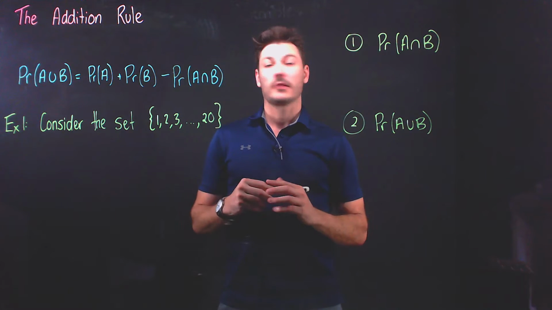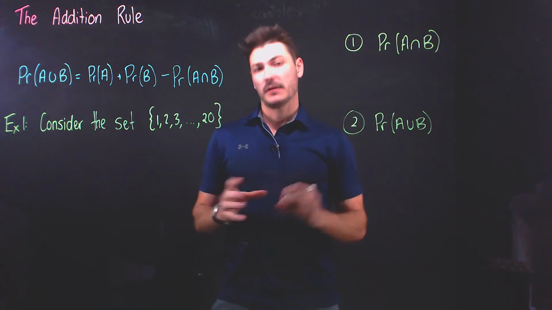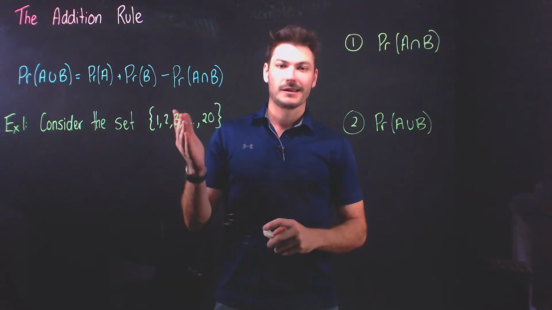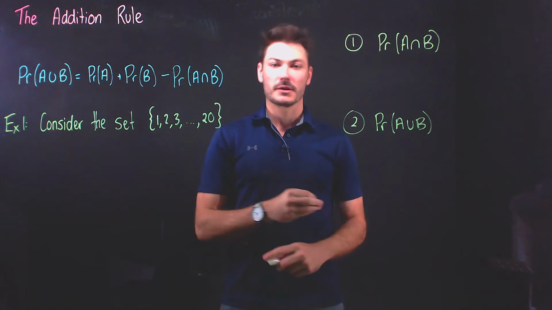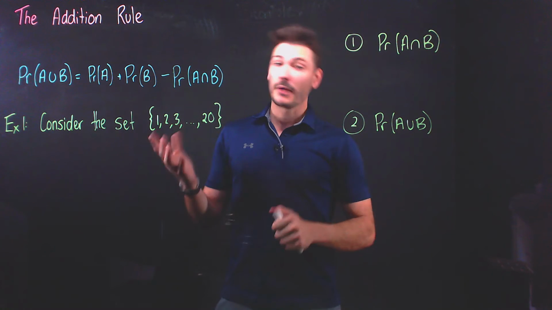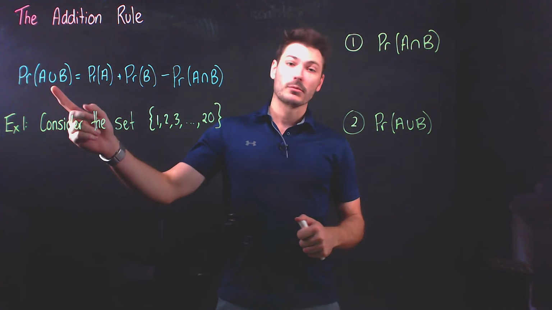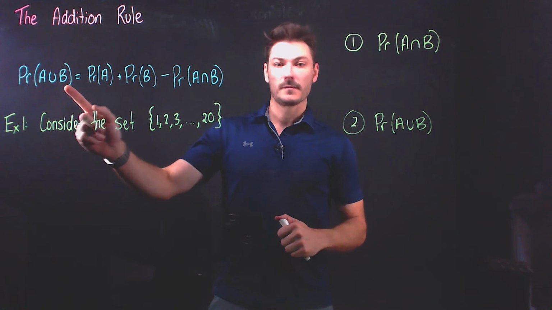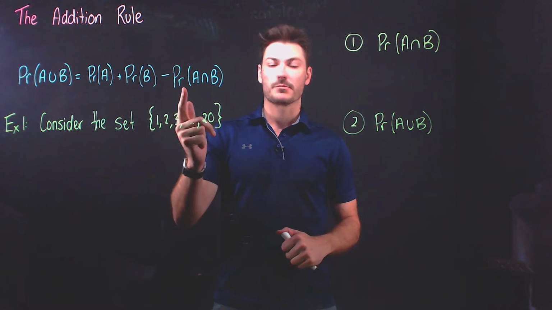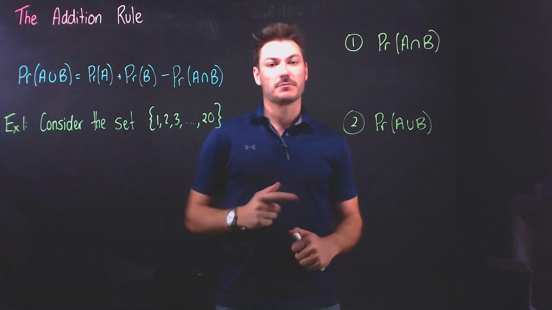Alrighty, in this video we're going to be looking at the addition rule, in particular for probability. So at the moment we've got the rule just here, and it'll make more sense once we go through an example or two of applying it and using it to solve various things. But the rule essentially says that the probability of A union B is equal to the probability of A plus the probability of B minus the probability of A intersect B.